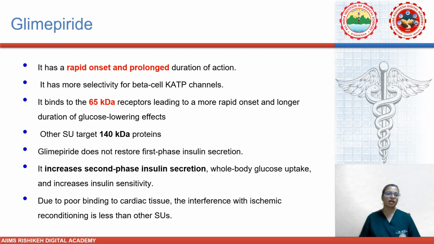Glimepiride now has a rapid onset and prolonged duration of action. It is more selective for beta cell potassium ATP channels. It binds to a 65 kilodalton receptor, leading to more rapid onset and longer duration of glucose lowering effects, while the other sulfonylureas bind to 140 kilodalton receptors. Glimepiride does not restore first phase insulin secretion, it increases the second phase insulin secretion and whole body glucose uptake, and increases insulin sensitivity. Due to poor binding to cardiac tissue, the interference with ischemic preconditioning is less than other sulfonylureas.